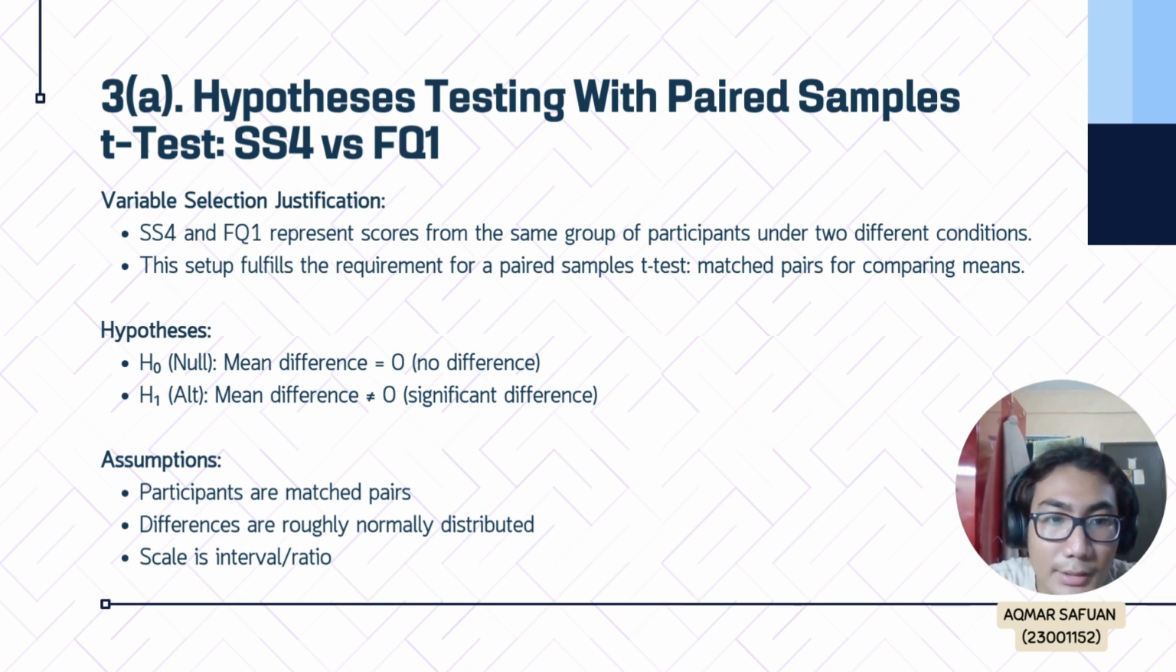For hypotheses, our null hypothesis assumes that there is no difference between the two means. The alternative hypothesis suggests that a significant difference does exist. For paired t-tests to be valid, certain assumptions must be met. The data must come from matched pairs, the difference scores should be roughly normally distributed, and the data must be on an interval or ratio scale.